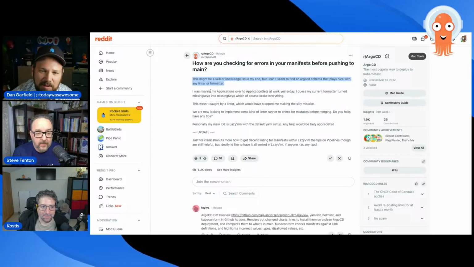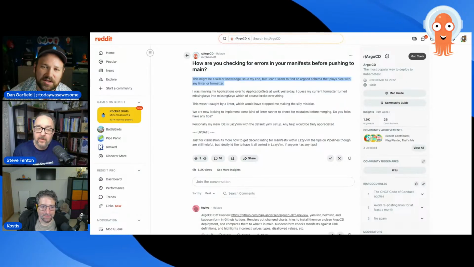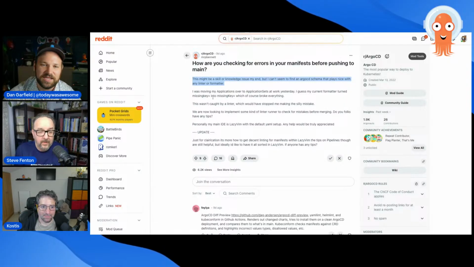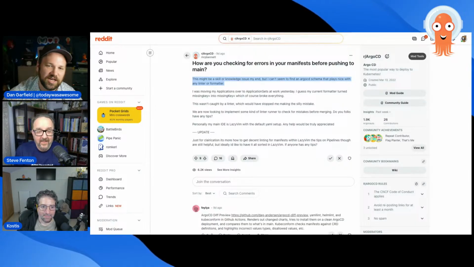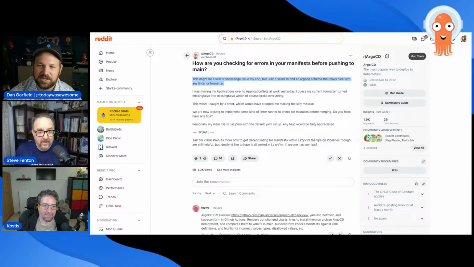I was moving my applications over to application sets at work yesterday. I guess my current formatter turned missing key equals into missing key with a capital K equals, which of course broke everything. This wasn't caught by a linter, which would have stopped me from making the silly mistake. We are now looking to implement some kind of linter runner to check for mistakes before merging. Do you folks have any tips?